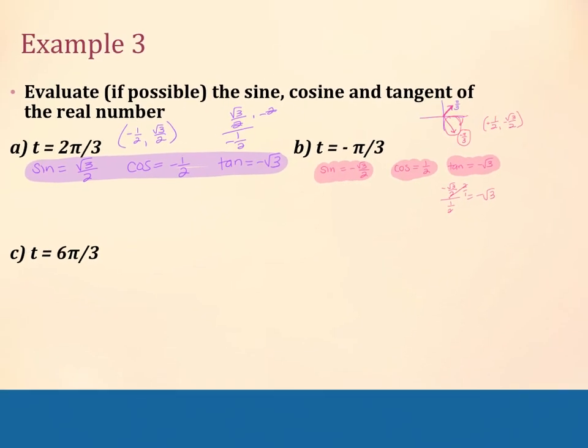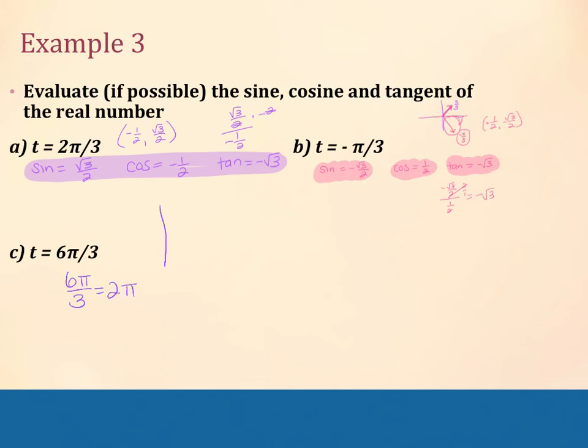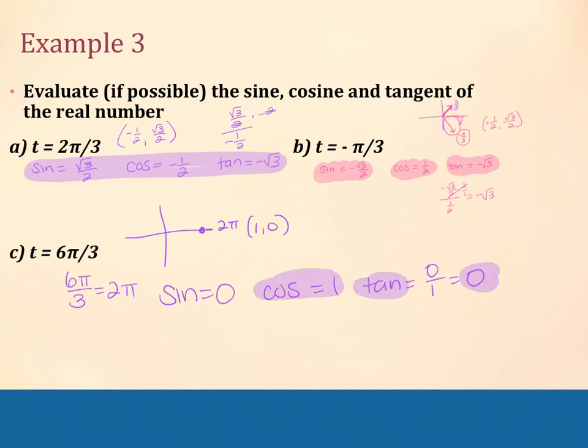Okay, now comes C, 6 pi over 3. So this one is different from what we've dealt with before because we can actually reduce 6 pi over 3 into 2 pi. So think about my unit circle. 2 pi is over here, and 2 pi has the coordinate point 1, 0. So my sine is the y, which is 0. My cosine is the x, which is 1. And my tangent is the y over the x, which would be 0. So tangent 0, cosine 1, sine 0.